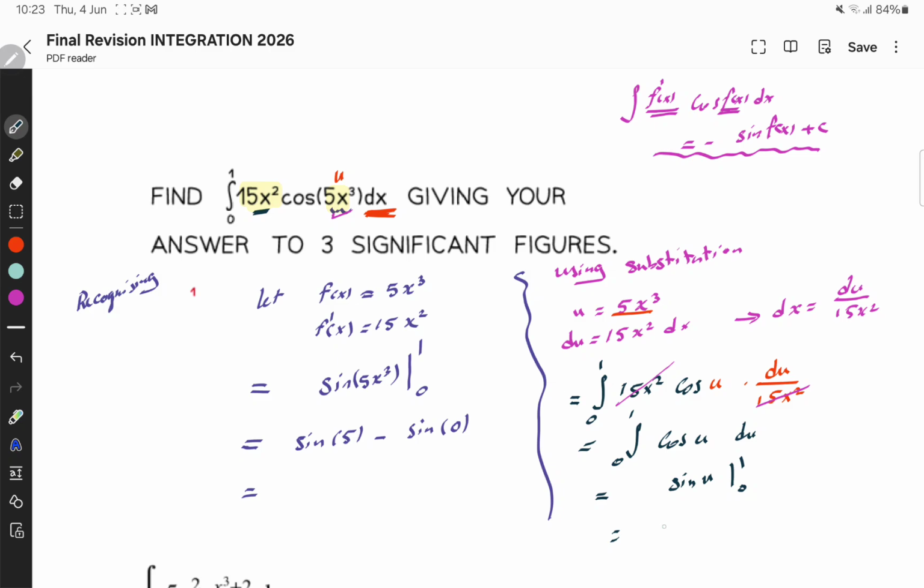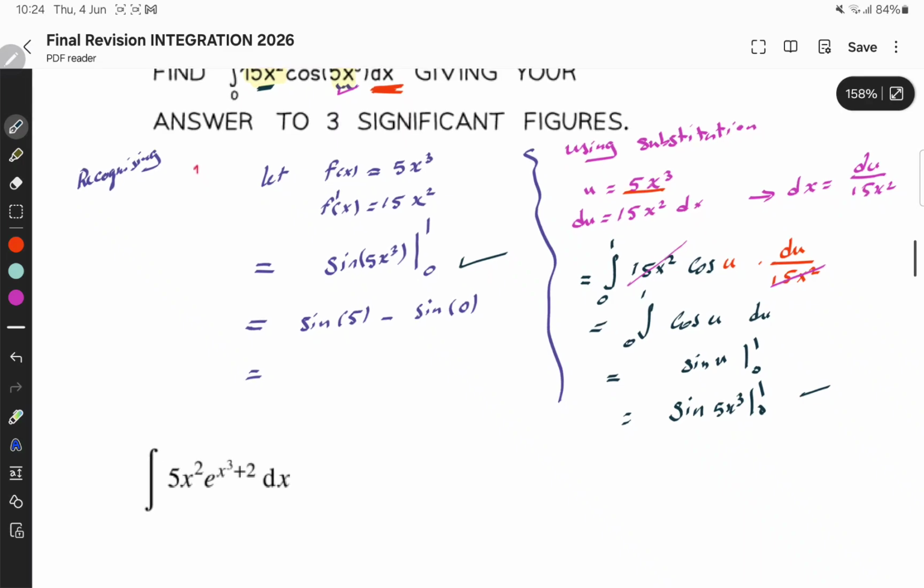Now substitute u by its value, it will be sine. What is the value of u here? It will be 5x cubed, defined from 0 to 1. So I got the same expression here and here. So anything you can solve using recognizing, it's so easy to solve it using substitution.